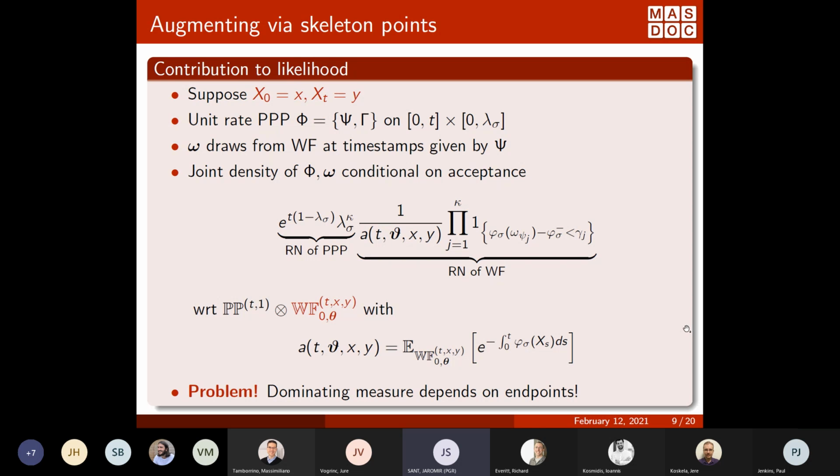And if I'm going to use just a sort of a Gibbs sampler there, the problem is I'm not guaranteed absolute continuity of my measures. In fact, they're going to be actually mutually singular. So my Markov chain is not going to mix at all, and it's just going to be stuck in the support of one of the measures there. So what can I do to sort of decouple my dominating measure from x and y?